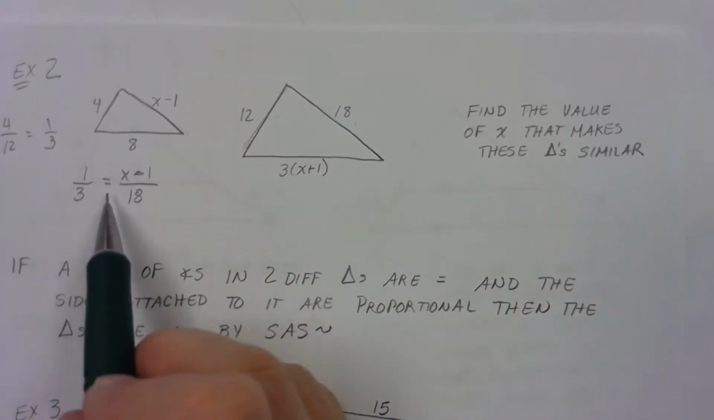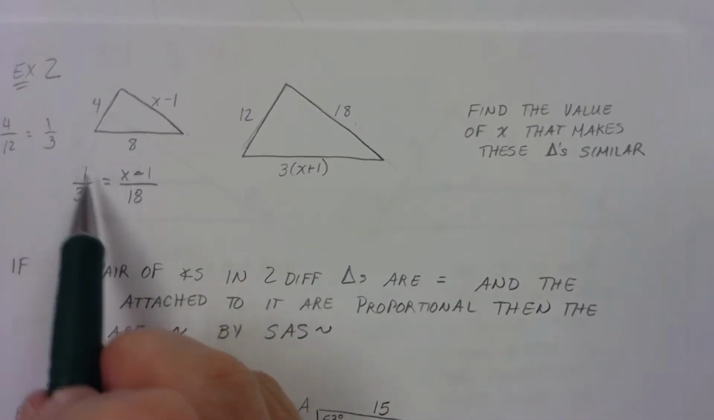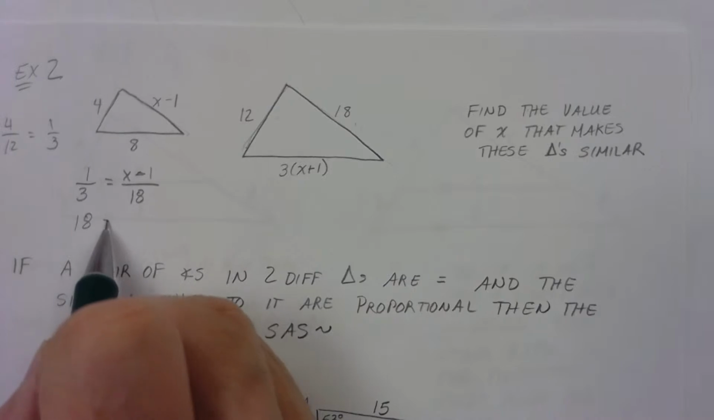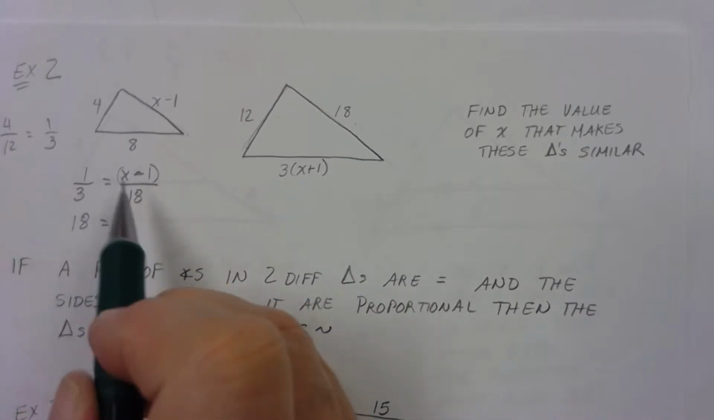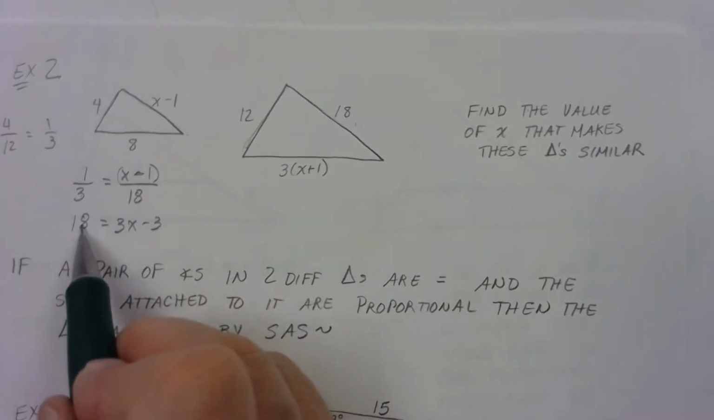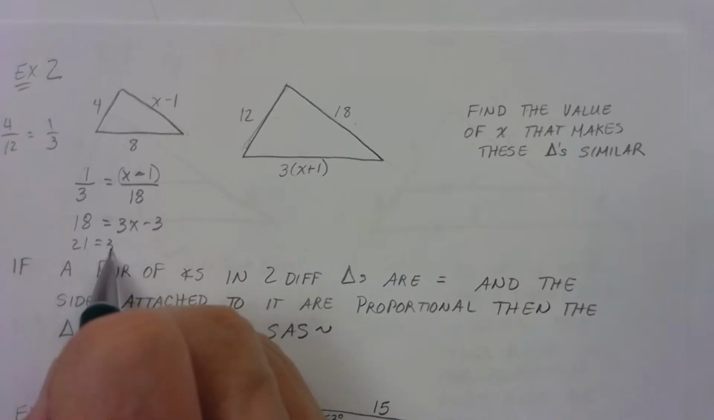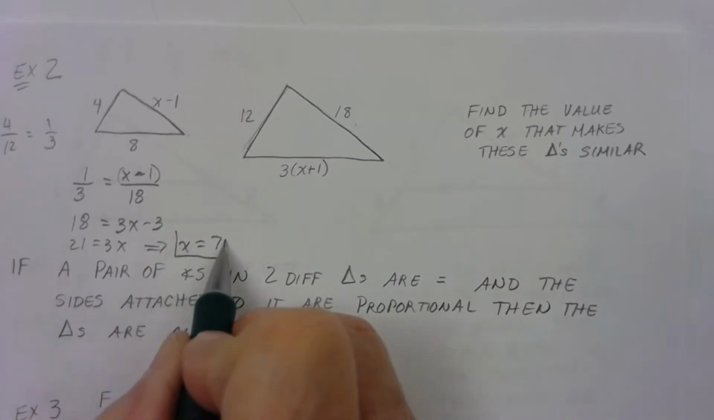So once I get these two together, and I know they must be proportional because I want to make these similar, I cross multiply. 1 times 18 is equal to, and when I take 3 times this, I'm going to distribute it. It's 3 times all of that, so it would be 3x minus 3. That means if I add 3 over here, I get 21 equals 3x, and that means that x equals 7.